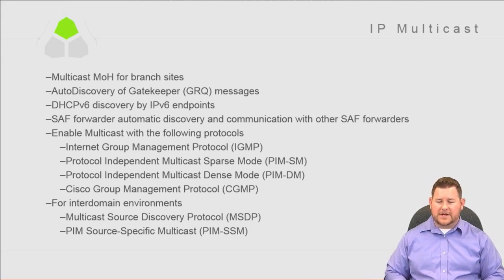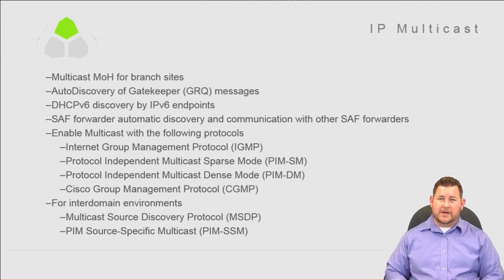So the next thing here, DHCPv6 discovery by IPv6 endpoints. That's done through multicast. So that's another application of that. A SAF forwarder, which is Service Advertisement Framework forwarder, and automatic discovery and communication with other SAF forwarders is another reason to use IP multicast, another thing that does use multicast. So you can enable multicast with the following protocols that you see.